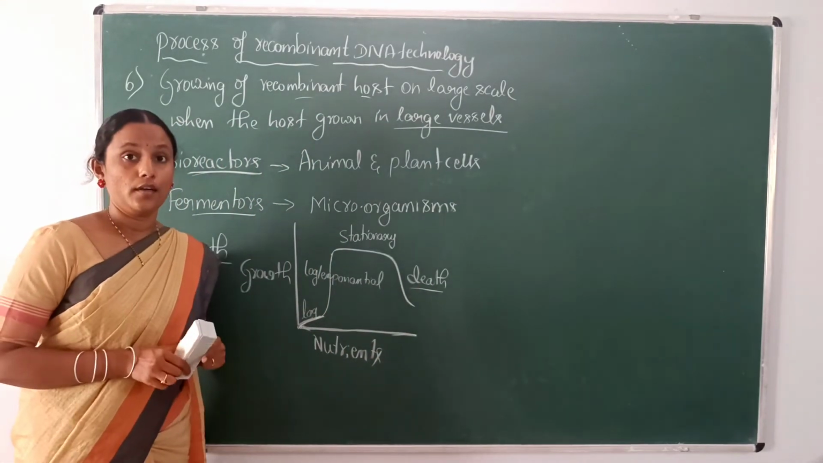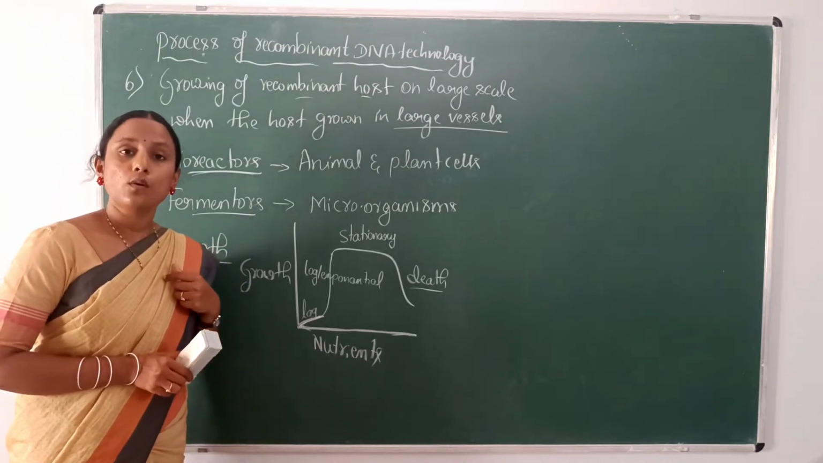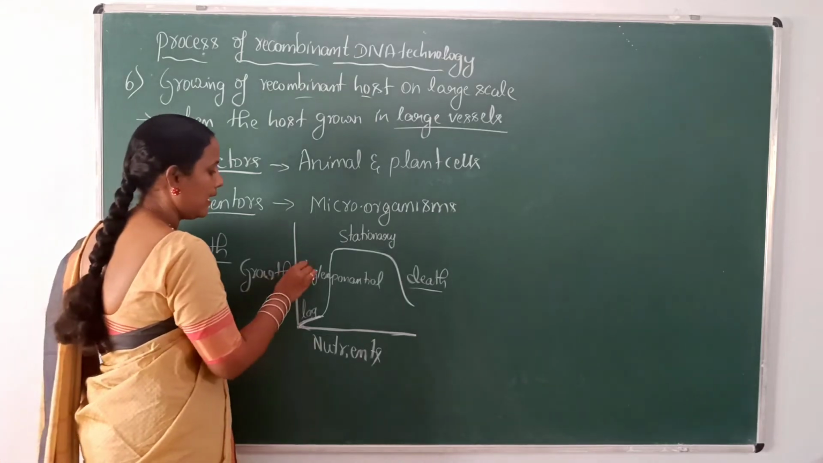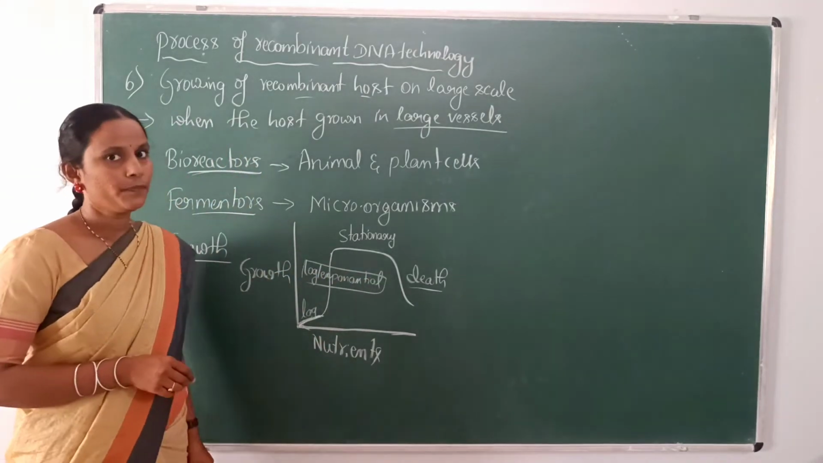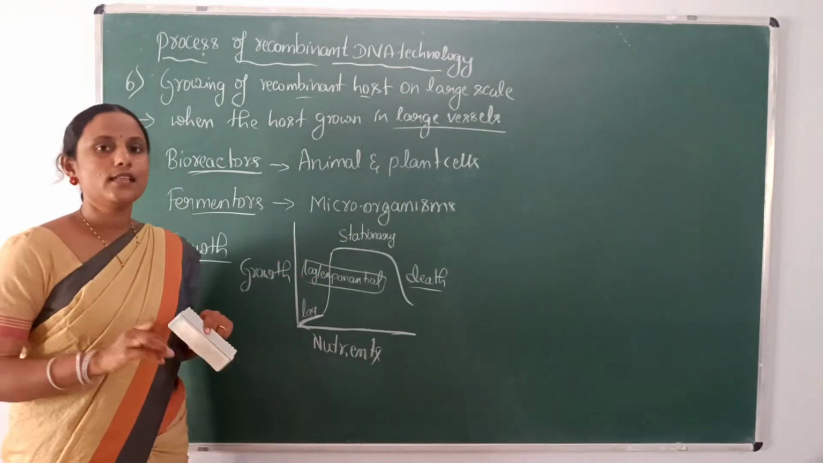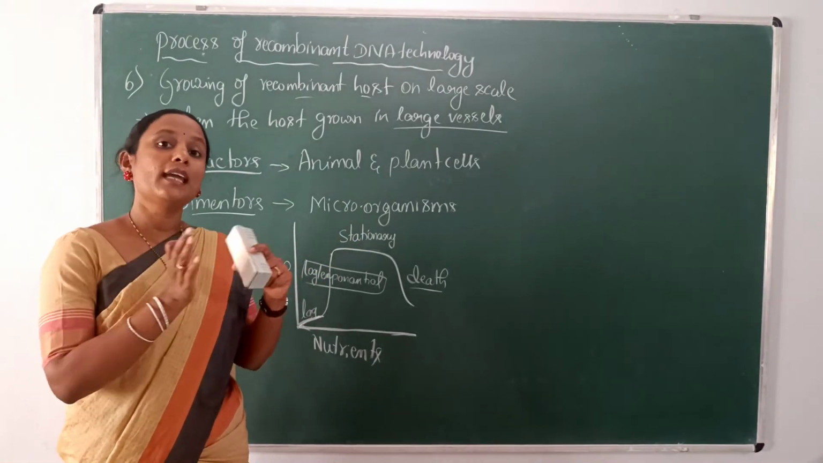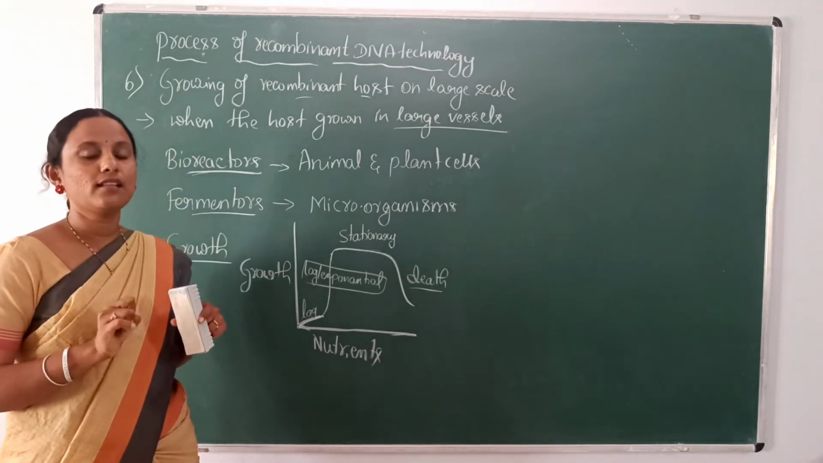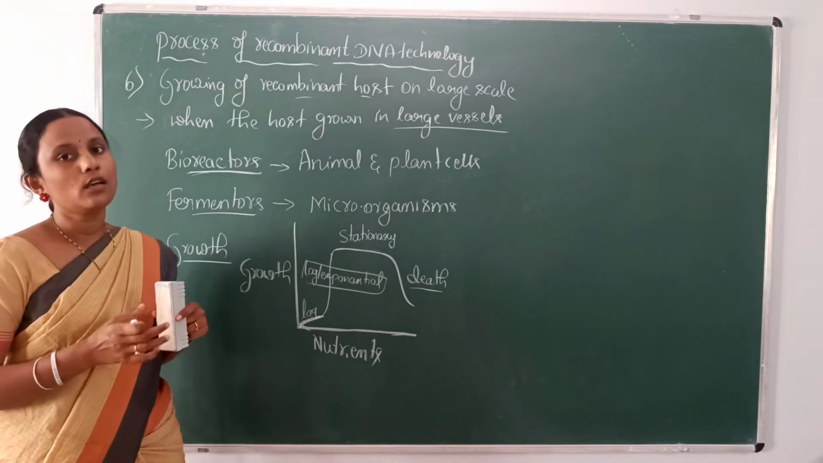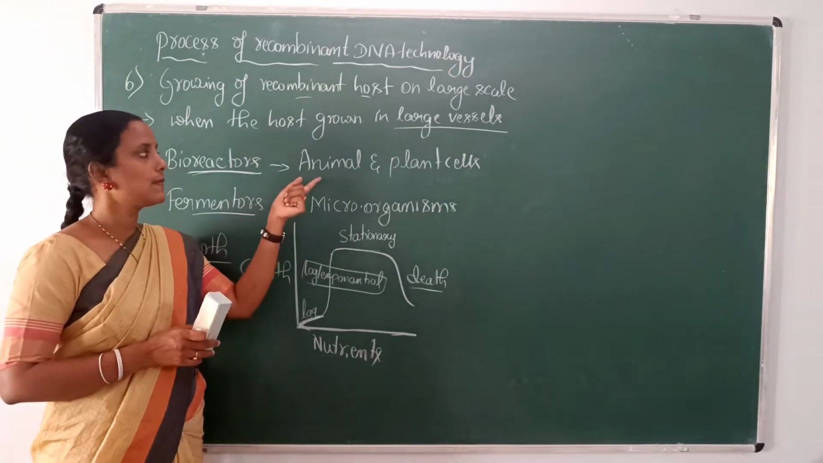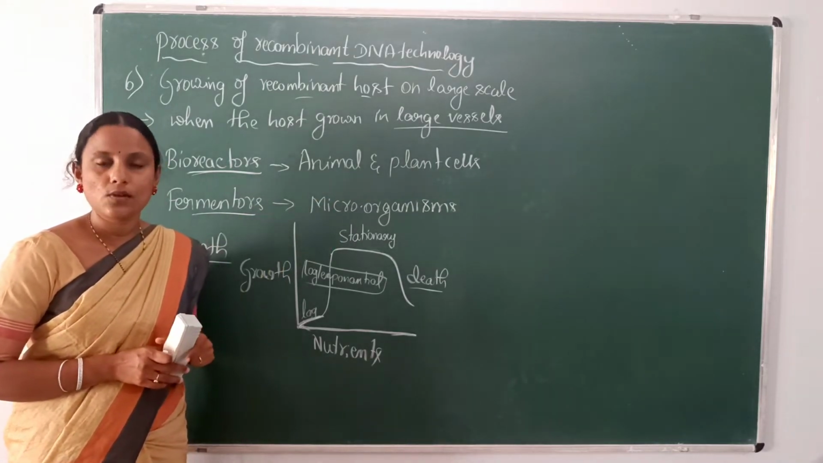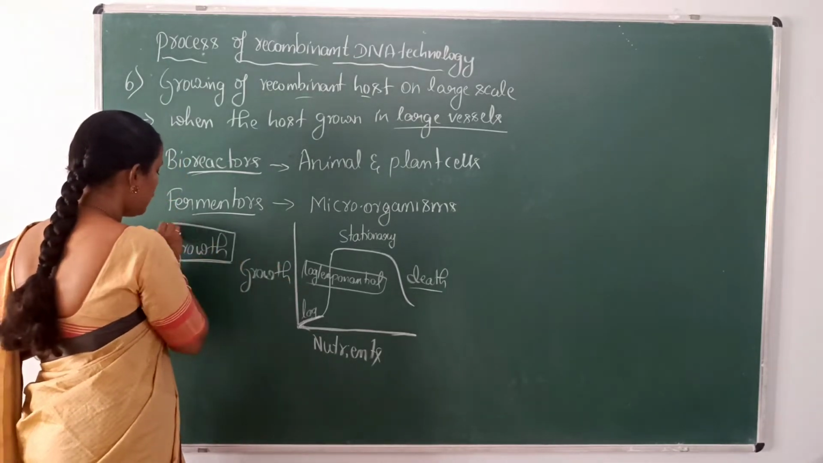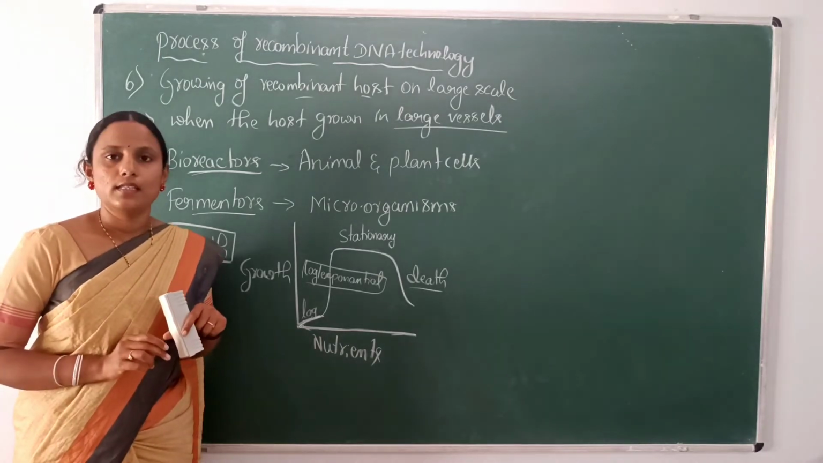Biotechnologists will look for at which phase we could obtain the product on a large scale. It is at the lag phase or the exponential phase. So by studying this, there is a development of two types of bioreactors. There are two types of bioreactors where we can grow the organisms, that is microorganisms, or plant or animal cells, on a large scale. So this is based on the phases of growth available in the organisms.